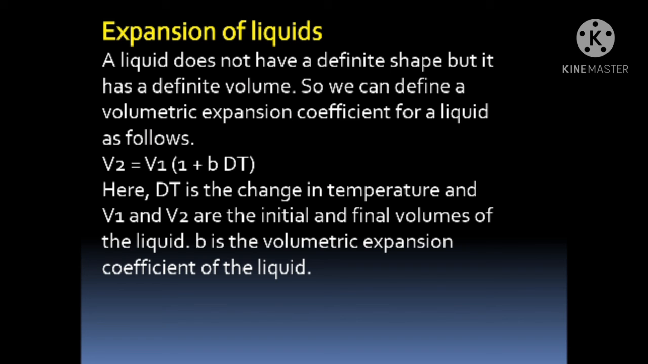So students, here delta T is the change in temperature and V1 and V2 are the initial and final volumes of the liquid. Now we will take V2 and V1 because the shape is not changing, because it is a liquid. It has a definite volume. The shape changes, it does not have a definite shape, but it has a definite volume. So whatever heat is given, the volume will be changing. So we are taking V here. V1 and V2 are the initial and final volumes of the liquid. Beta is the volumetric expansion coefficient of the liquid.